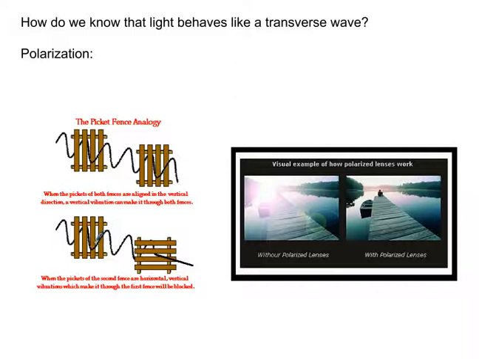So light becomes polarized in a couple different ways. One way that light can become polarized is by reflecting. So reflection polarizes light parallel to the surface.